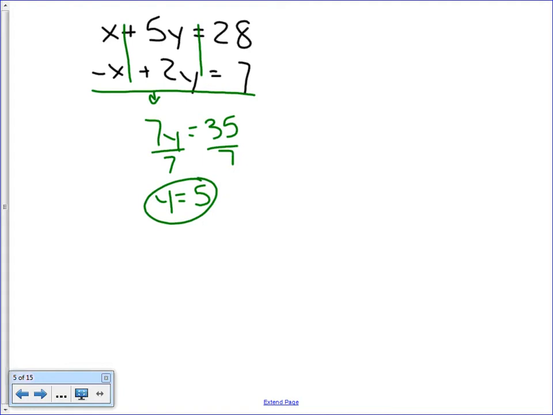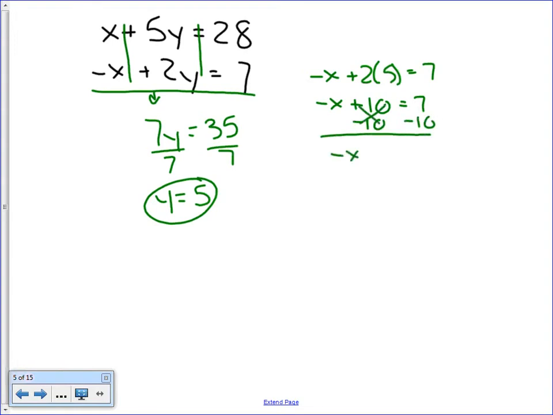And then to find the x value, plug 5 in for y. It doesn't matter which equation you use. Let's use the bottom one. So we have negative x plus 2 times 5 equals 7. So negative x plus 10 will equal 7. Let's subtract 10 on both sides. So we have negative x equals negative 3. And you can divide by negative 1 to get rid of that negative in the front. So x will equal positive 3. So the point (3, 5) for this one.